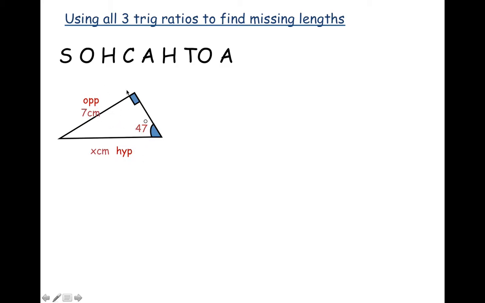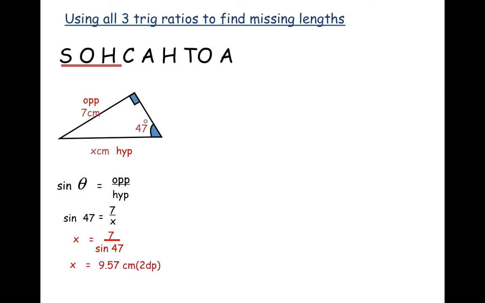Okay, it's very easy to label this incorrectly, which then will make you choose the wrong relationship. It is very key for you to label these correctly. So opposite and hypotenuse, it's the sin relationship. Write it down, plug in accordingly. My unknown's at the bottom. Again, this is also a very key mistake that people make. Your unknown's at the bottom, so you need to swap. And you get your answer as 9.57 centimeters, rounded to 2 decimal places.